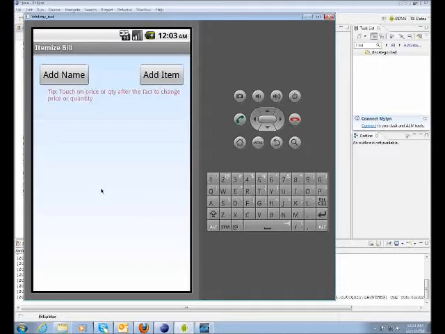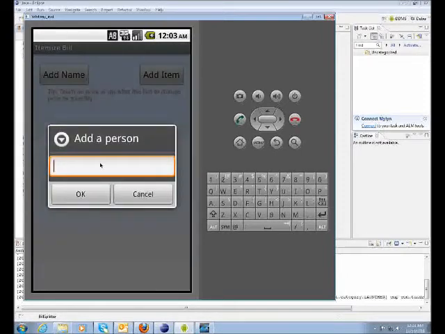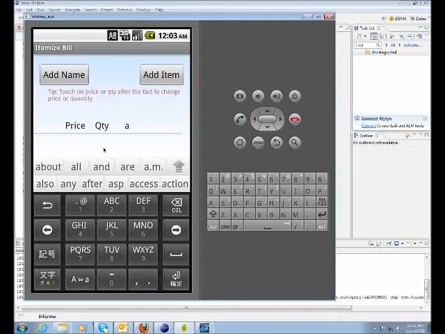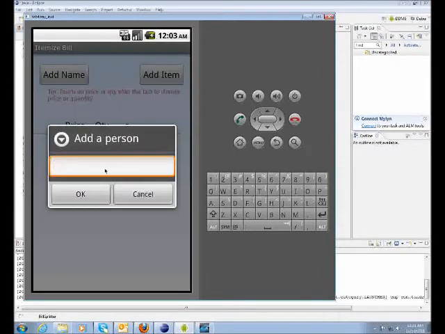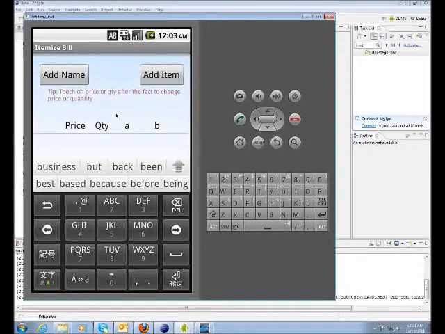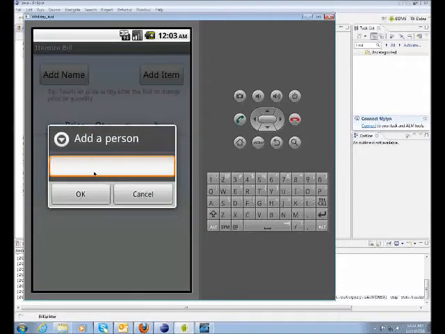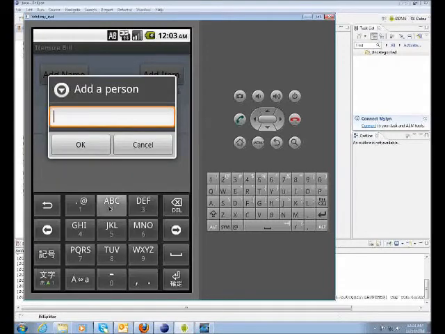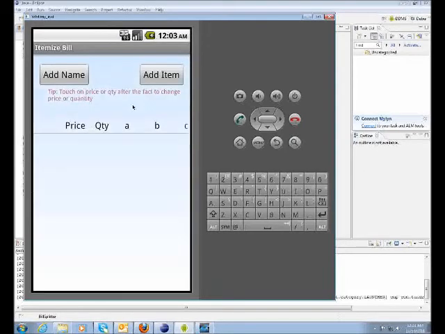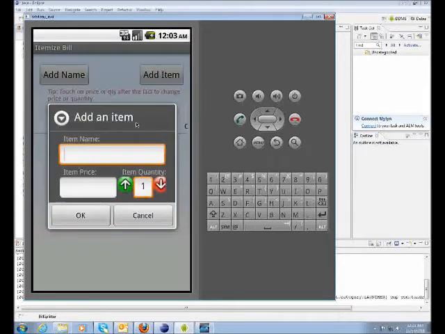So what this is going to allow you to do is add names and items. Again, we're going to just use 3 people this time. We're going to just call it person A here, person B, and person C. And once you have the people of your party entered in, then you can start adding some items.